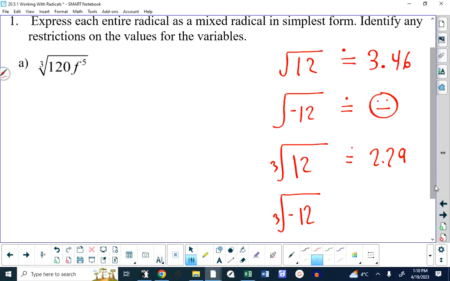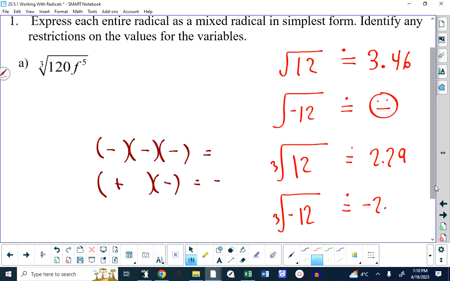Well, a negative times itself 3 times will give you a negative, because negative times negative gives you positive, times negative gives you negative. So this exists, and probably not a big surprise. It's negative 2.29-ish, right? So you can take the roots of negative numbers sometimes.